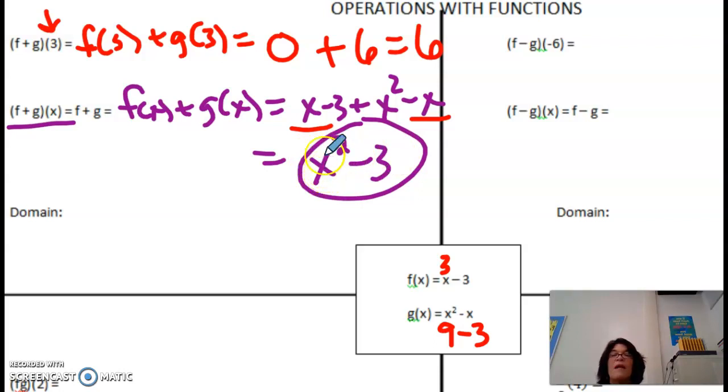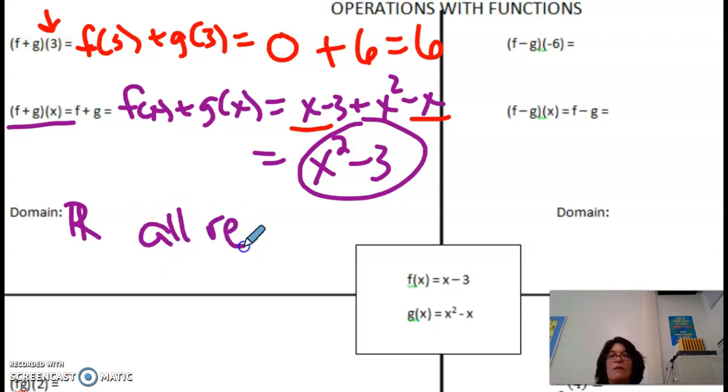Okay? The domain of f plus g of x is just the union of the two domains here. So in other words, let's think about it. These domains are just all reals. There's no denominator. I can use any x I want. So the domain of f plus g of x is all real numbers, which we sometimes write with this big R, as we did previously in the domain lesson. I don't care if you write all reals. That's fine as well. Okay?